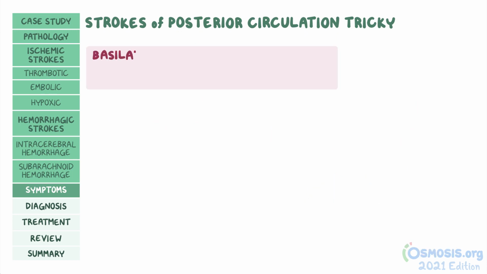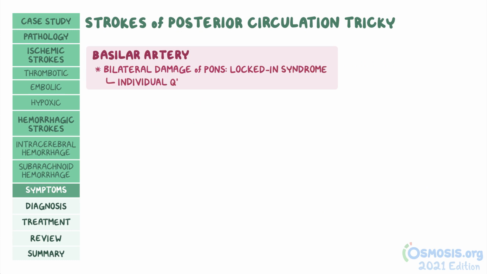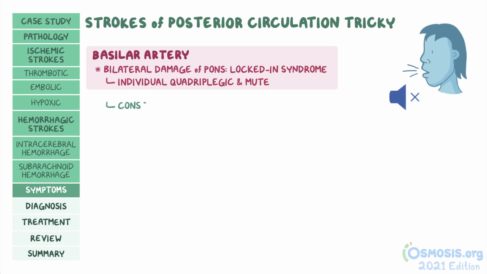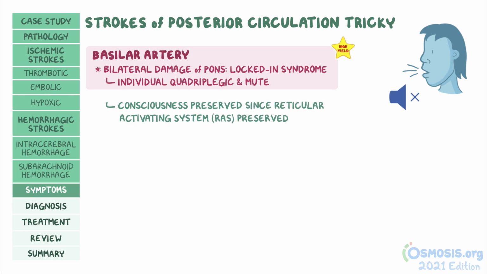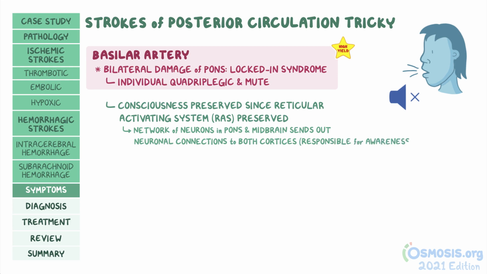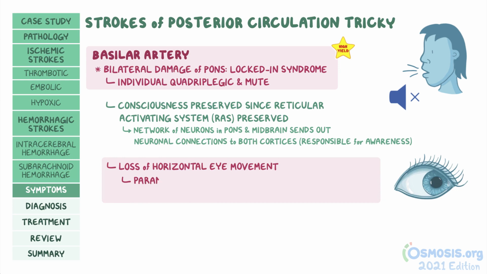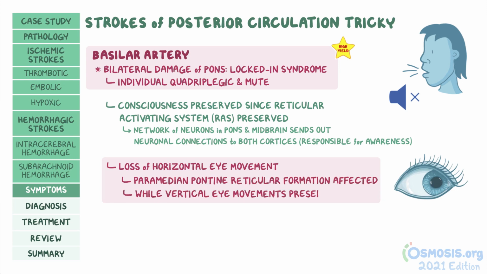Okay, now, if the basilar artery is affected, there's bilateral damage of the pons, leading to locked-in syndrome, where the individual is quadriplegic and mute. However, consciousness is preserved since the reticular activating system, or RAS, is preserved. RAS is a network of neurons in the pons and midbrain that sends out neuronal connections to both cerebral cortices, which are responsible for producing awareness. Also, there's a loss of horizontal eye movements, since the paramedian pontine reticular formation is affected, while vertical eye movements are preserved.